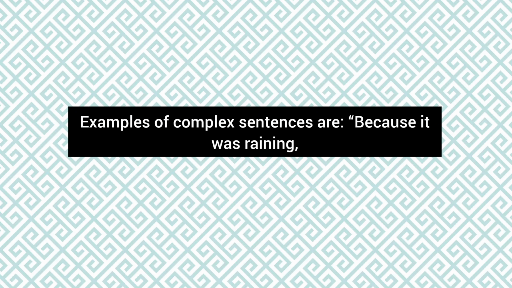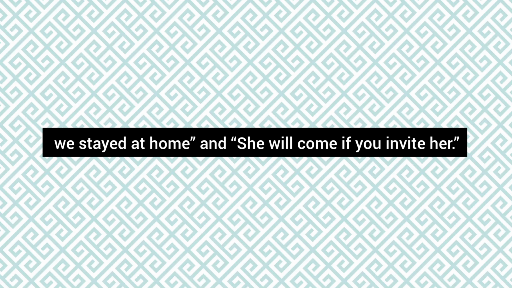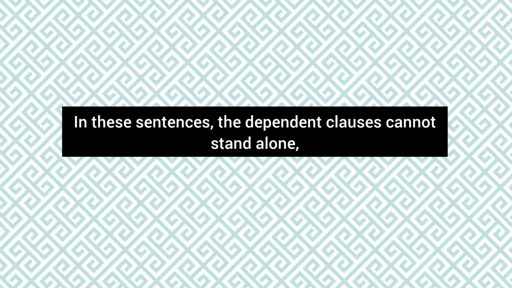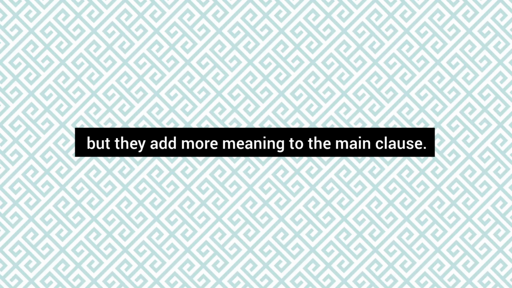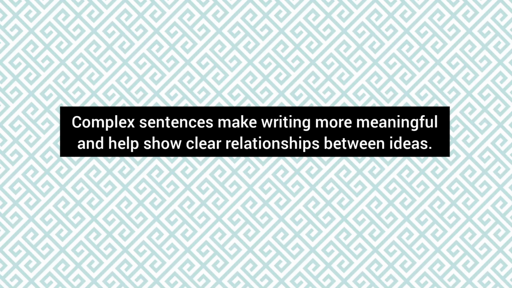Examples of complex sentences are: "Because it was raining, we stayed at home," and "She will come if you invite her." In these sentences, the dependent clauses cannot stand alone, but they add more meaning to the main clause. Complex sentences make writing more meaningful and help show clear relationships between ideas.